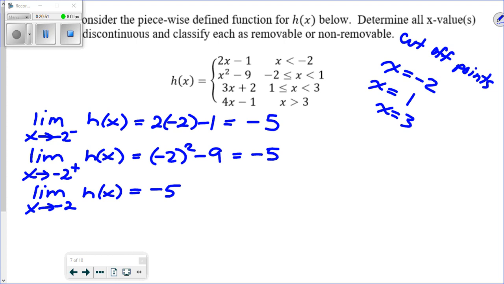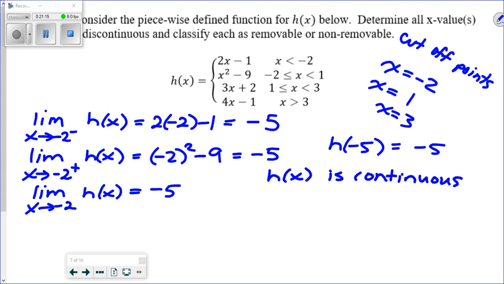Well, we know the limit exists, so let's just find h of -2. I'm essentially going through my tests of continuity. So h of -2, again, we would plug into the x squared minus 9, and so we already know that's going to equal -5. So what I have discovered here is h of x is continuous at x equals -2. So there is no discontinuity when x equals -2.